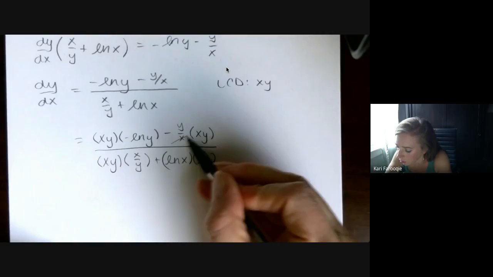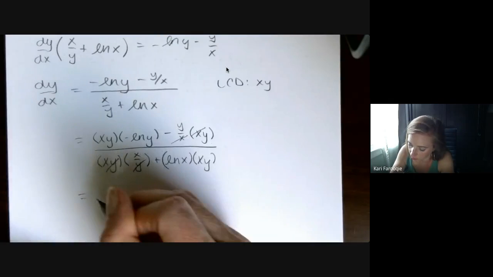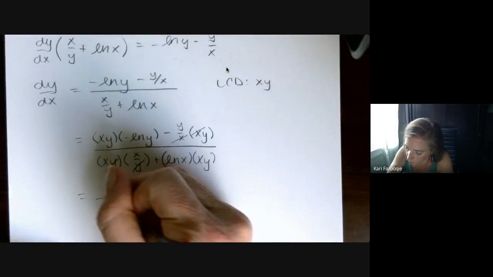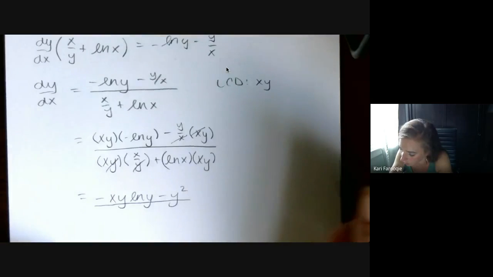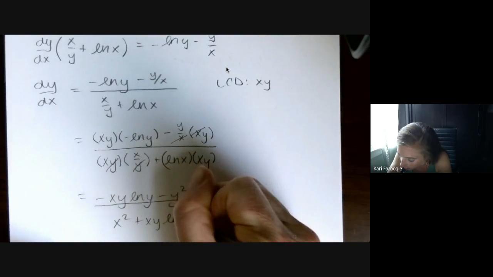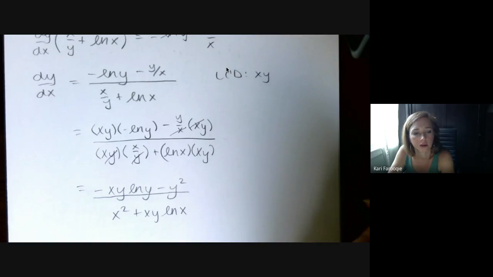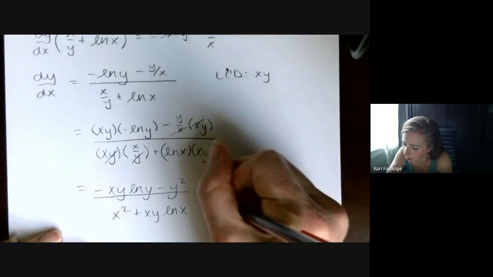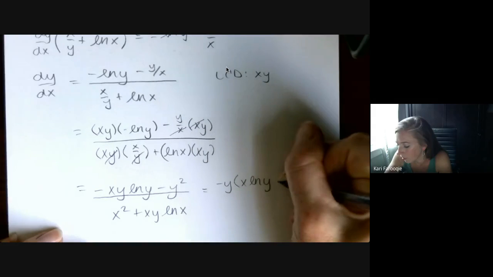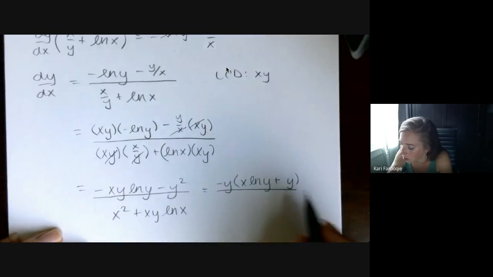Okay, so let's simplify. Those x's are going to cancel and these y's are going to cancel. This leaves you with negative xy ln y minus y squared, divided by x squared plus xy ln x. I'm going to guess they factored a y out of there. We'll find out in a minute. Okay. And yeah, if you'd like, you can factor out a negative y. Up to you. Go ahead, Morgan.